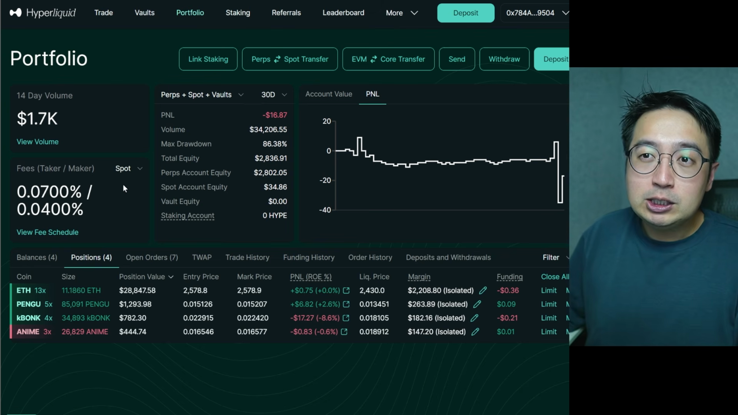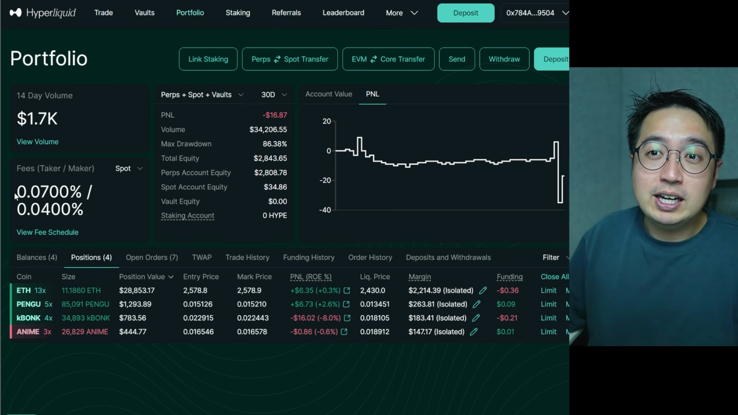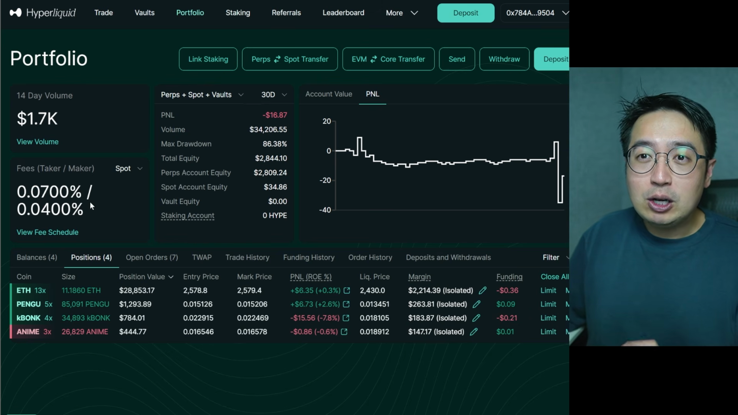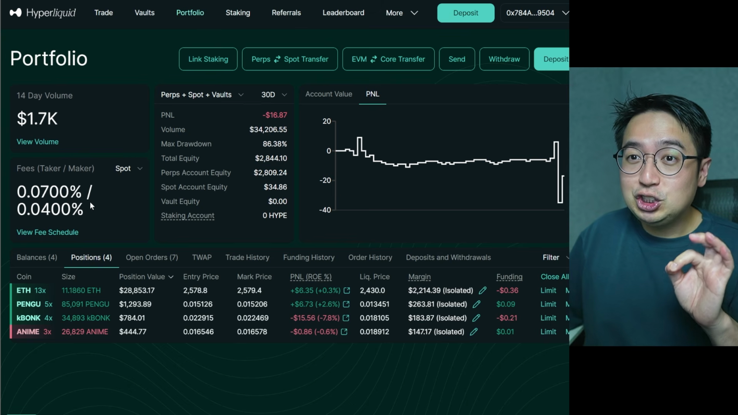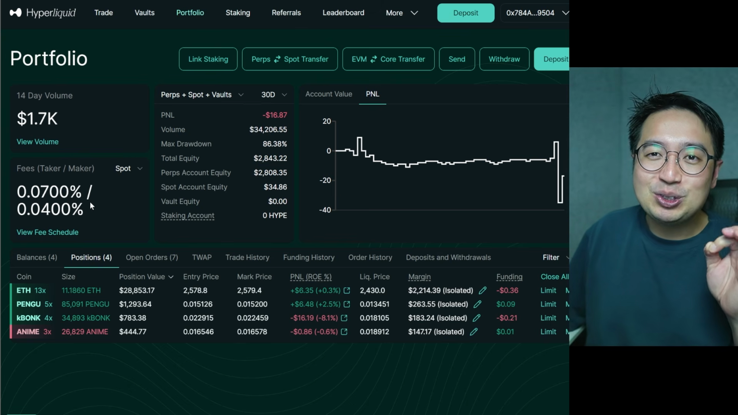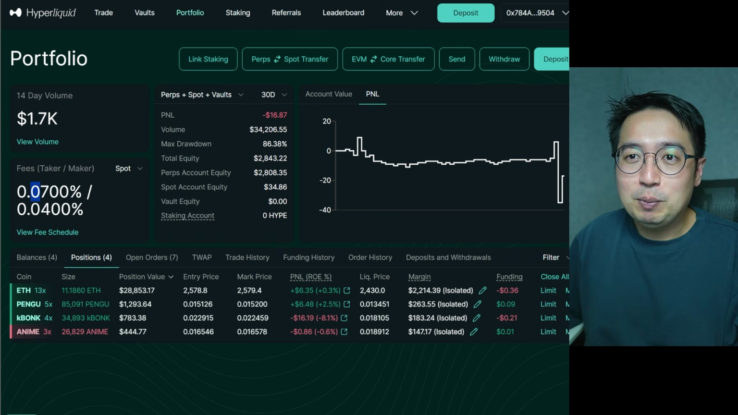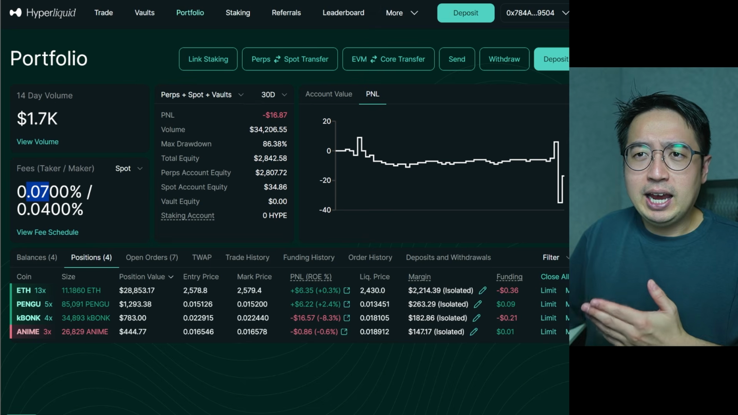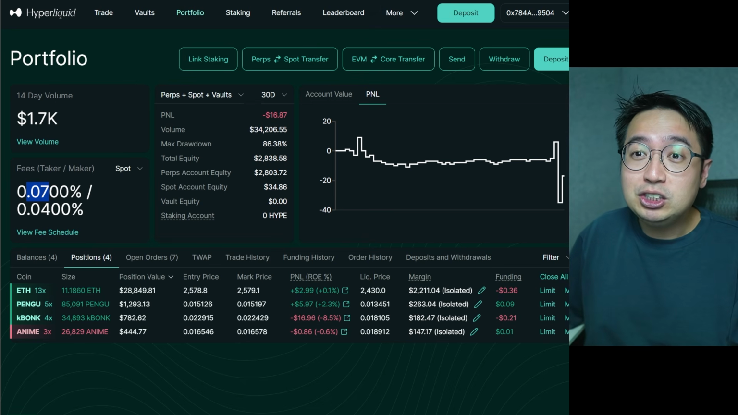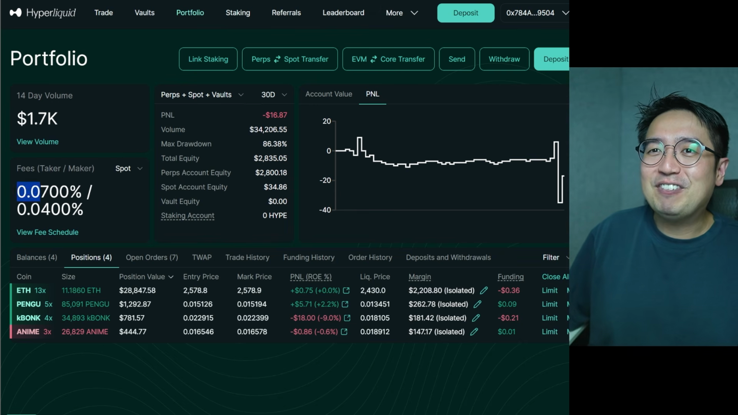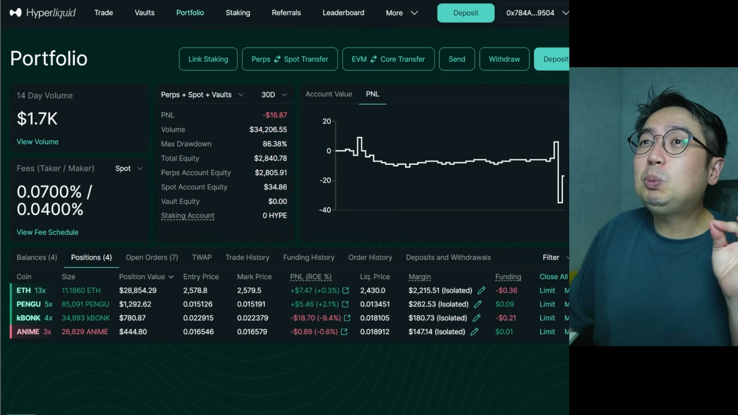And as for spot, you can see the trading fees are at 0.07% and 0.04. So that is really, really cheap. If we are using a decentralized exchange, we expect fees of 0.3%, so more than 4 times this price. And if we are using a centralized exchange, you can expect around 0.1%. If we're using a US exchange, we're expecting 0.5. So using Hyperliquid is pretty cheap.